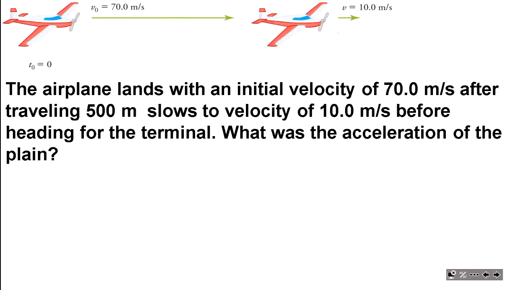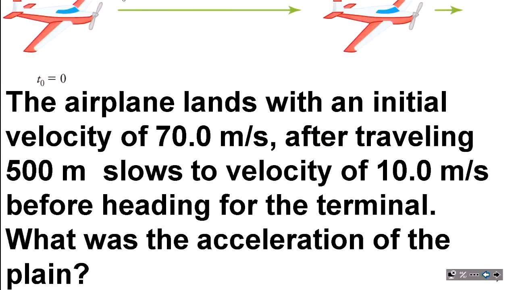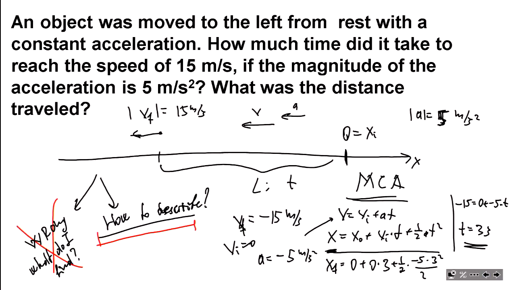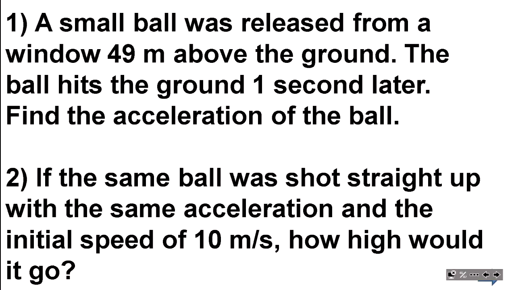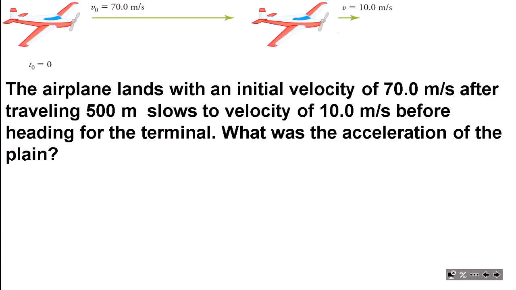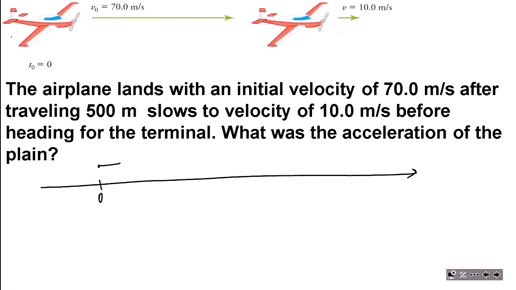So draw a picture. Oops. Wrong direction. So x-axis. Well, here. Landing point, set origin at the landing point. That makes initial velocity to be 70 meters per second.